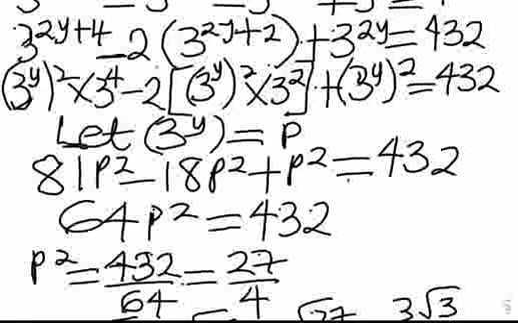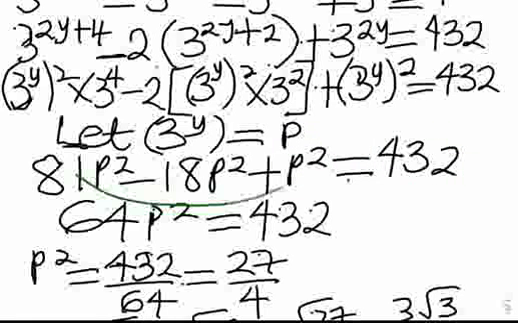So for that reason, I made 3 raised to the power y to be equal to p. Then I substitute it in. 3 raised to the power 4 here is 81. 81 times p squared gives 81p squared. This 3 raised to the power 2 is 9. 9 times this p squared, then times this 2 gives 18p squared. This is p all squared, that is brought down here, equal the 432.